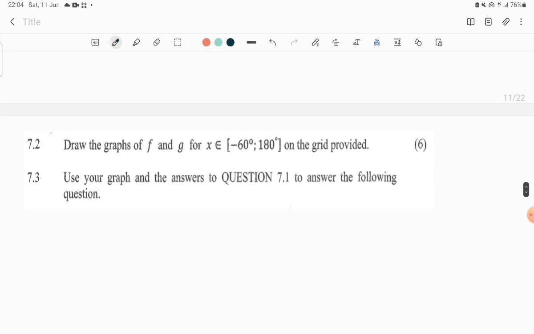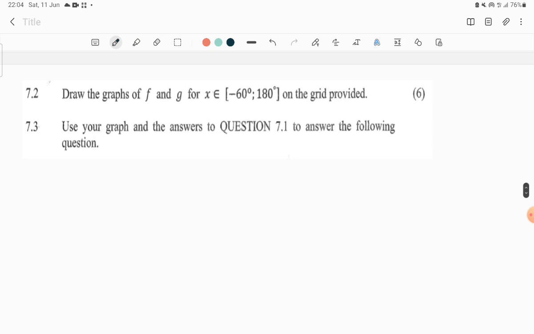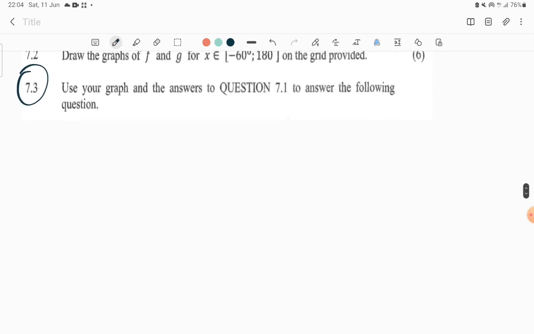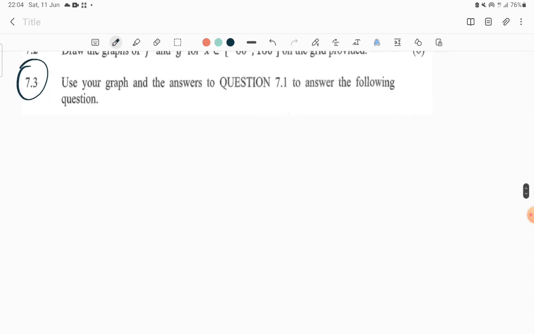So let's check the graph. I will come back for the graph because I really need a grid paper or a grid diagram to be more precise in terms of sketching, because 7.3 will require us to use our graph to answer. So I will come back for 7.2 and of course 7.3.